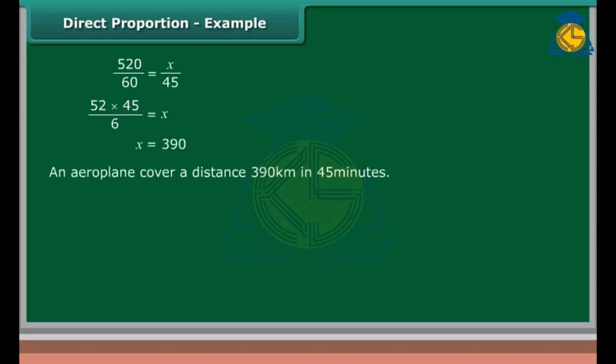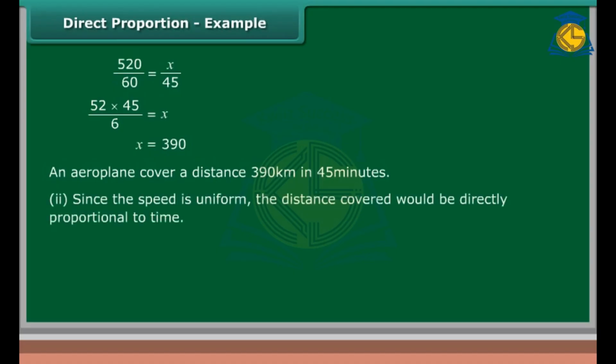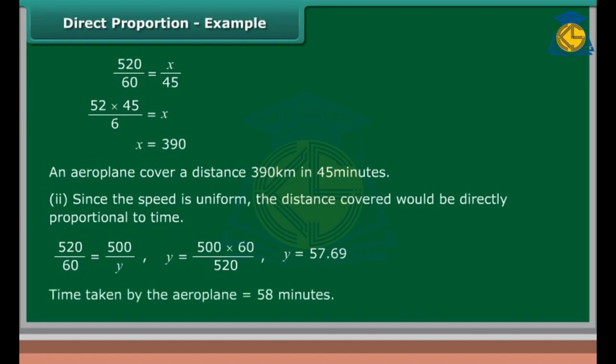An aeroplane covers a distance of 390 kilometers in 45 minutes. Since the speed is uniform, the distance covered would be directly proportional to the time. 520 upon 60 is equal to 500 upon y. So y is equal to 500 into 60 upon 520. Y is equal to 57.69. Time taken by the aeroplane is equal to 58 minutes.